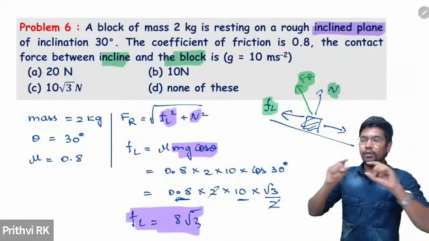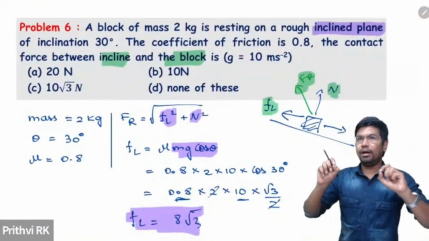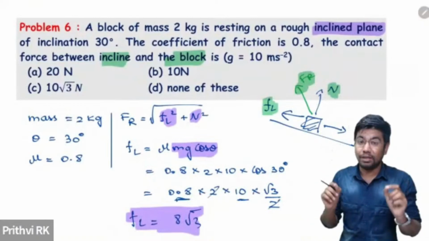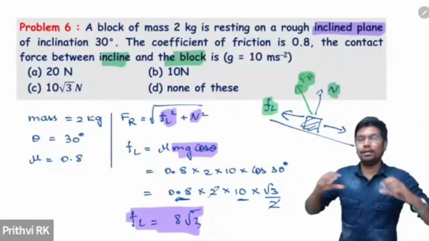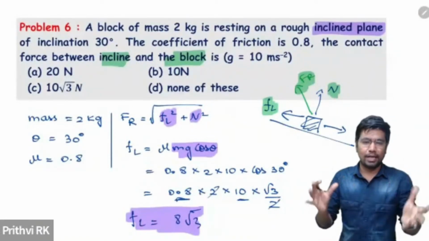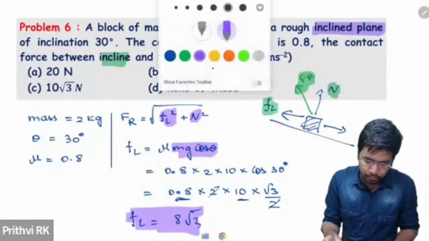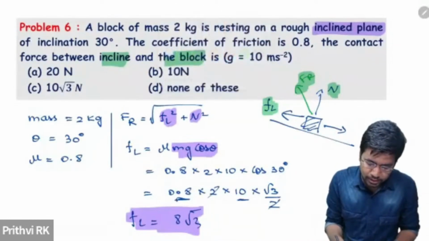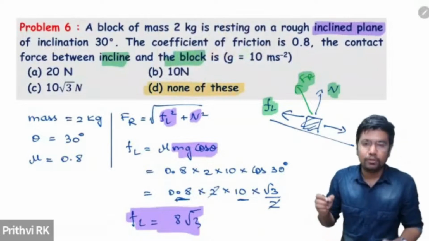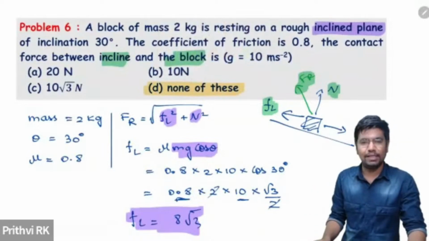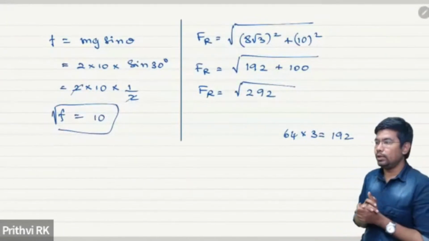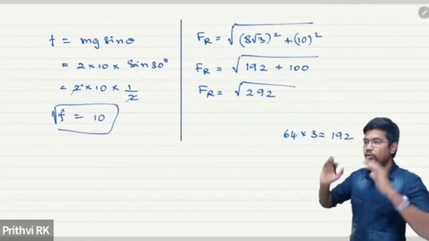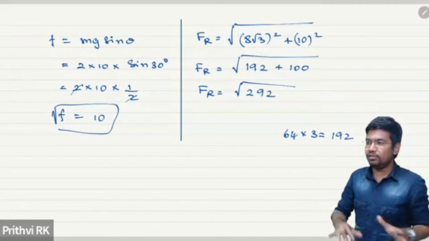Okay. Many times, when there is an option called none of these, we might think, no, it is there to confuse us. But sometimes, in order to confuse us itself, they will give a question for which none of the answers actually come. So here, we have found the correct answer, but it is not in the options. So we have to choose none of these, right? So what is the answer we have got? Root of 292.